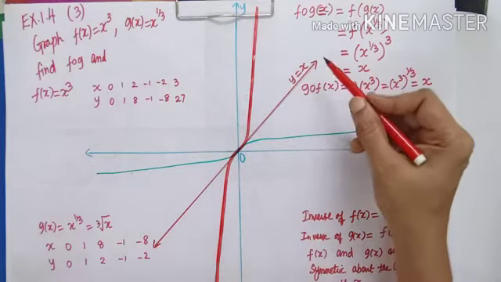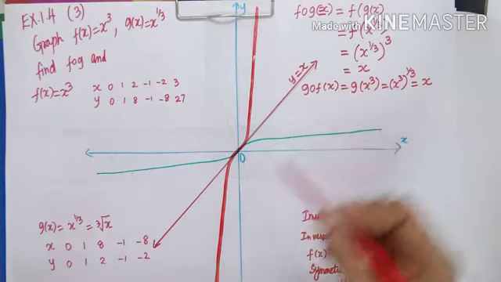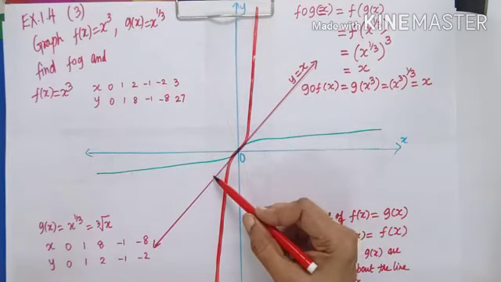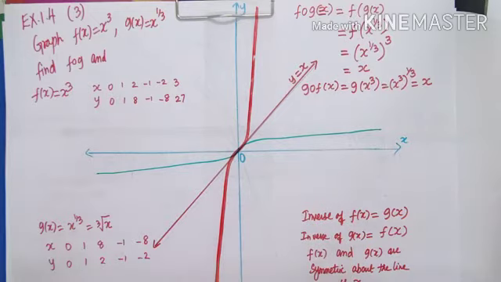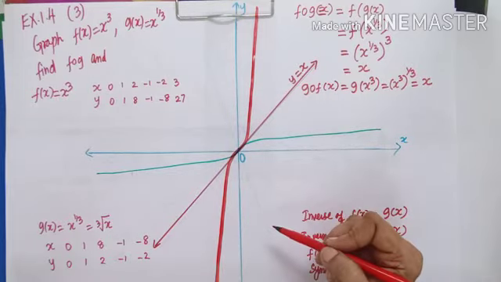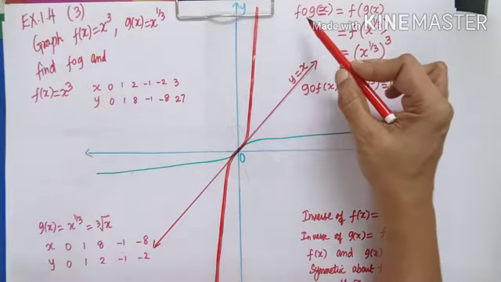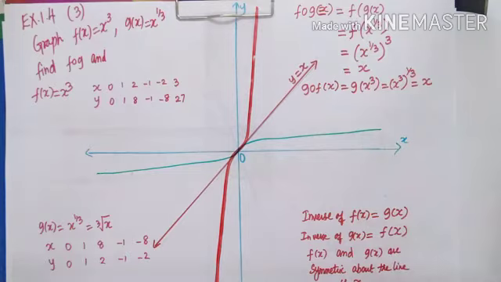What is y equal to x? It is a line joining 1, 1, 2, 2, 3, 3 and so on. Similarly here minus 1, minus 2 like that way. So this line, whenever I find the two curves are symmetrical, I can immediately declare they are inverses of each other. Anyway, to prove it mathematically using the algebraic concepts, what is f composition g of x?